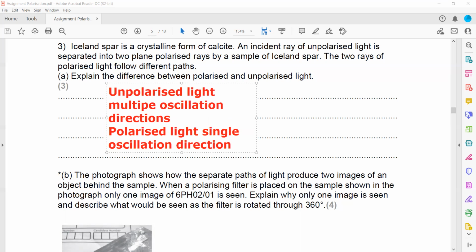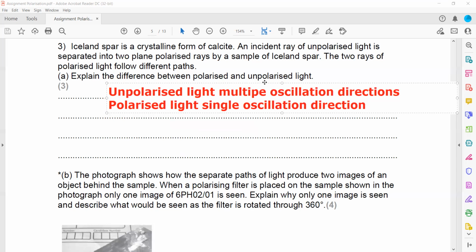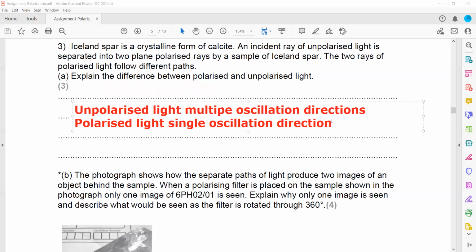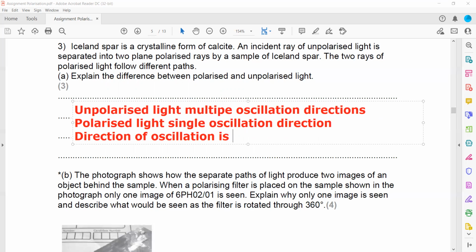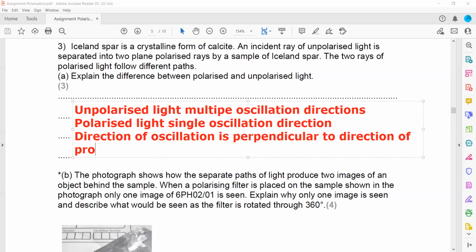Because we mention the direction of oscillation, what should be the third mark? That the direction of the oscillation is perpendicular to the direction of propagation. That is for both of them.